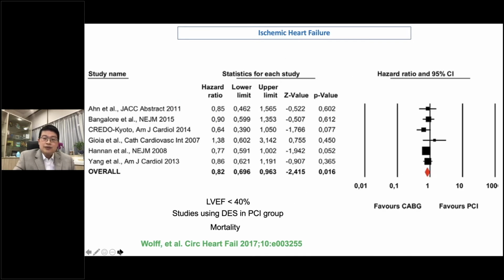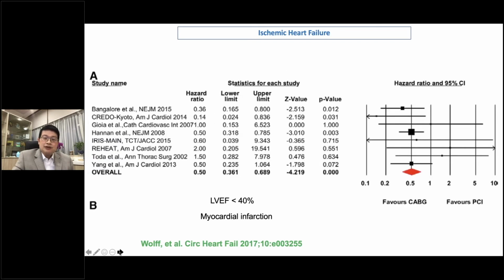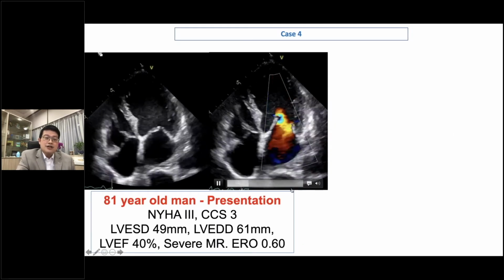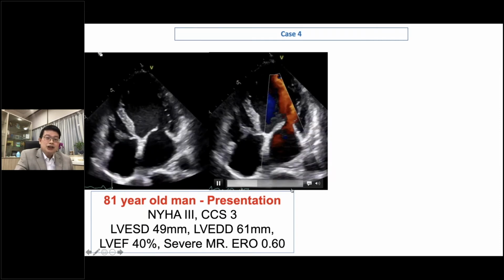And if you compare CABG against the drug-eluting stents, survival is also better in those who have CABG in presence of heart failure, as well as the incidence of myocardial infarction is reduced following CABG compared to PCI, and so is the risk of repeat revascularization. So the evidence for CABG is very strong. There is level 1 evidence to support CABG.